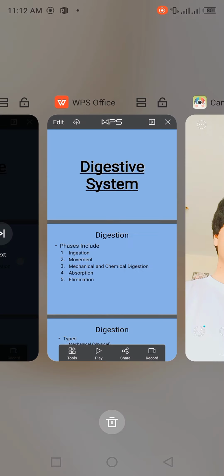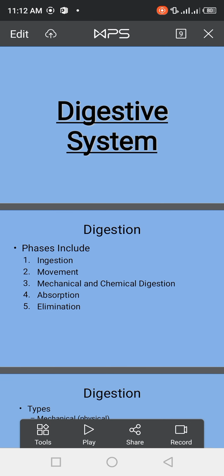Okay, now I'm going to show you this. You can see digestion. This is the digestive system. The first phase includes ingestion, in which we take in food. The second point is movement. The third point is mechanical and chemical digestion, the fourth point is absorption, and the fifth point is elimination.